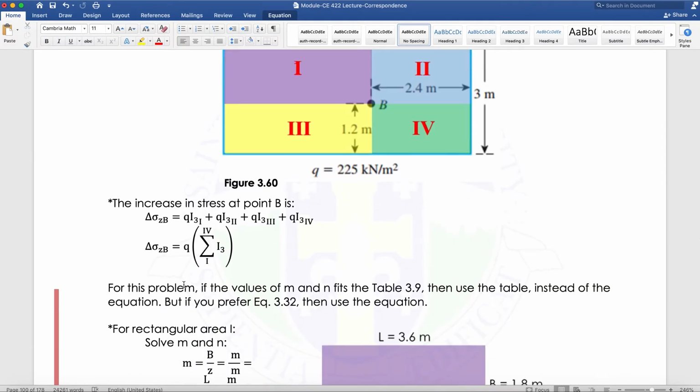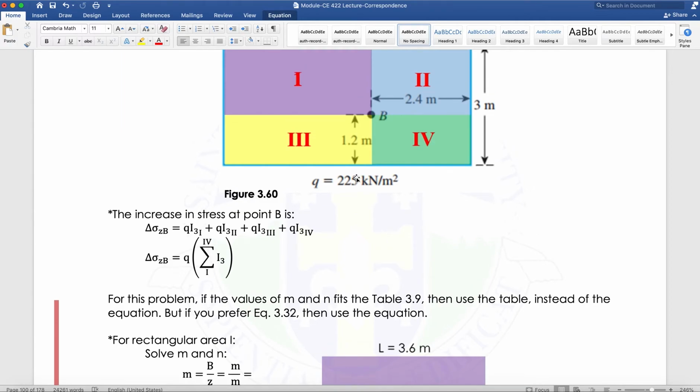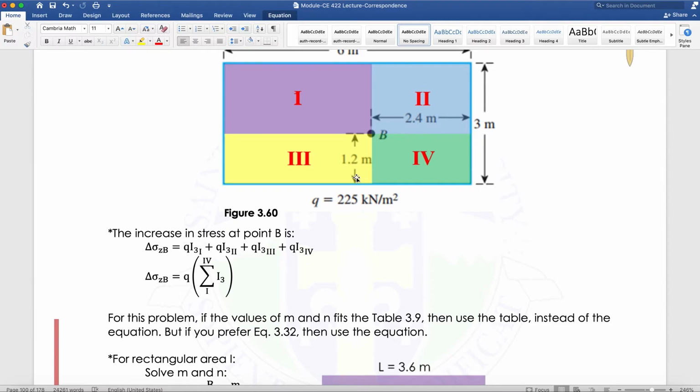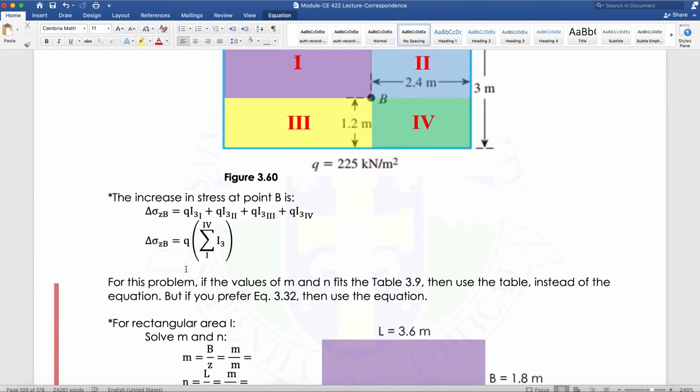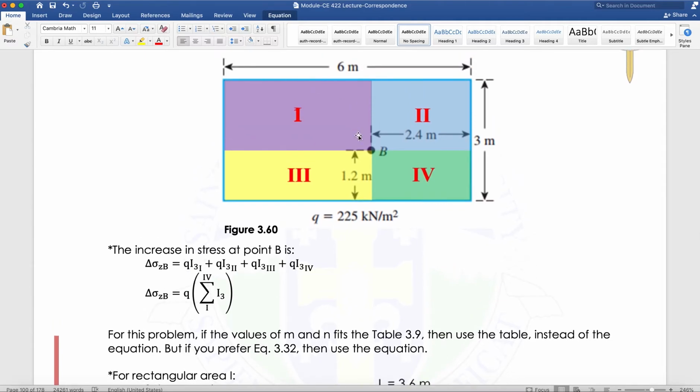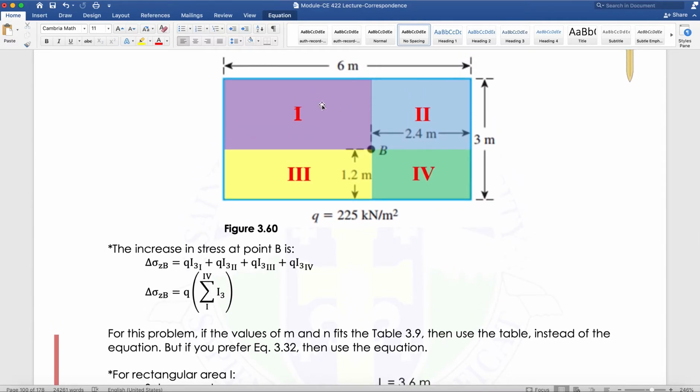Okay, so for this problem, if the values of m and n fit the table, then it is easier to use the table because we will no longer be inputting values in our long equation. But I repeat, if the values cannot be found on the table, then we use the equation. Okay, so first, let's consider this rectangle 1. L and B can be interchangeable in this case.